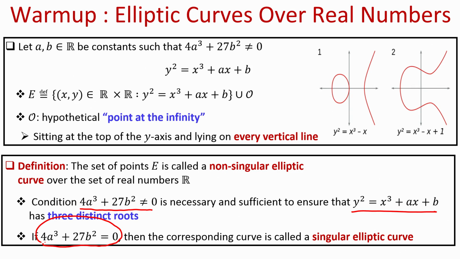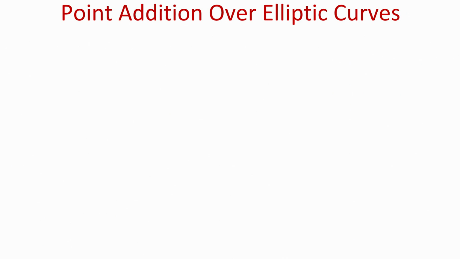However, if we do not ensure this condition, namely 4a cubed plus 27b squared is not equal to 0, if we let it be 0, then the corresponding curve or set of points E that we obtain is called a singular elliptic curve. It will not have 3 distinct roots. So, that is the definition of elliptic curves.